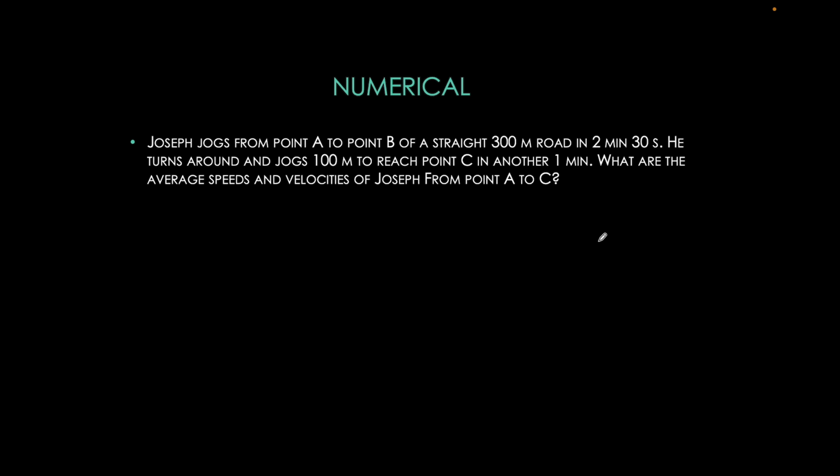So the question goes like, Joseph jogs from point A to point B of a straight 300-meter road in 2 minutes 30 seconds. Okay. So the question says that Joseph starts from A and jogs up to point B, which is a distance of 300 meter, right? And this is the time, 2 minutes and 30 seconds. He turns around and jogs 100 meter to reach a point C in another 1 minute.